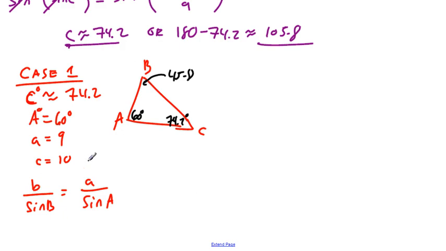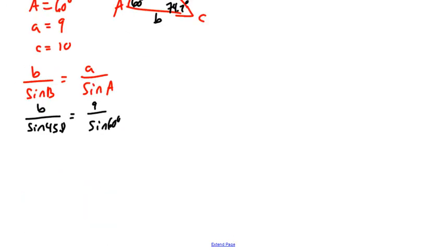So my side b, I don't know. So I'm going to do b over sine of 45.8 is equal to lowercase a, which we know. That's right here, A, and this is C. We know lowercase a is 9 over sine of A, sine of 60 degrees. Okay, so we could actually go ahead, cross multiply and solve.